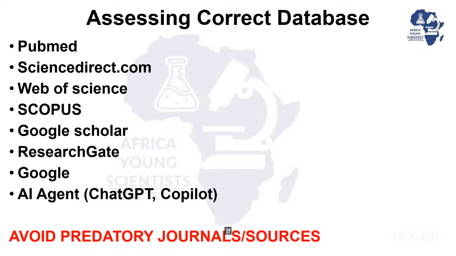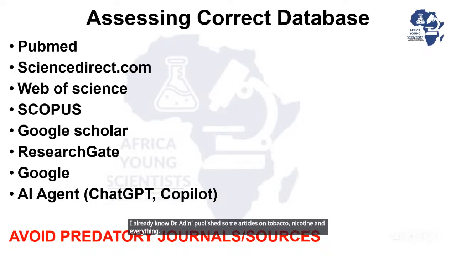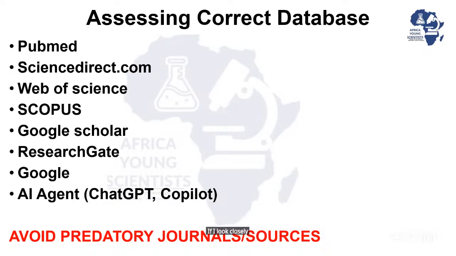If, let's say, I do a quick search on AI, it can give me a source that will put Adeni et al. I already know Dr. Adeni published some articles on tobacco, nicotine, and everything. But if I look closely at the author list that is returned as Adeni et al., it may not be correct. It might have put the names of other authors that are not even included in the original article that is being attributed to Dr. Adeni.